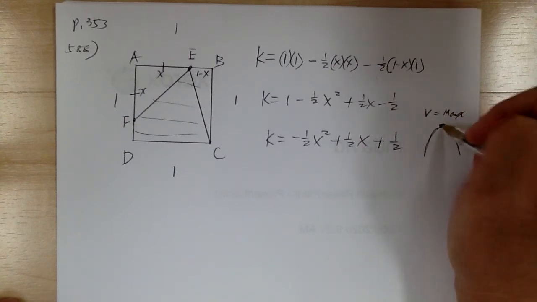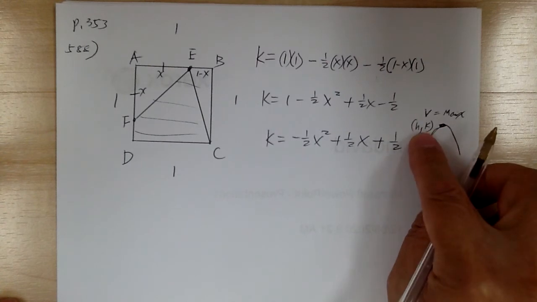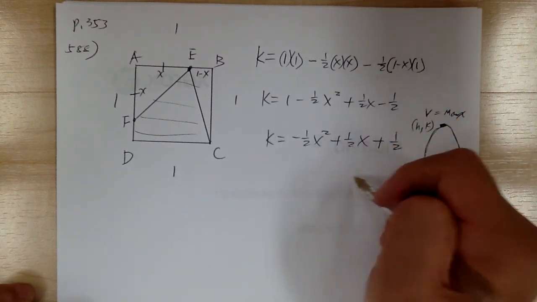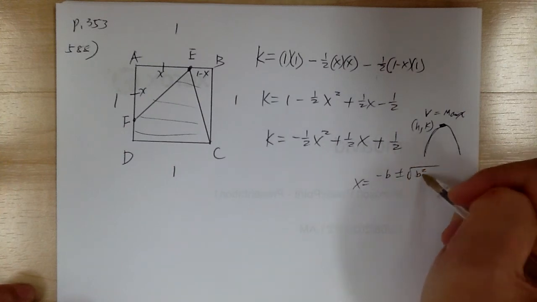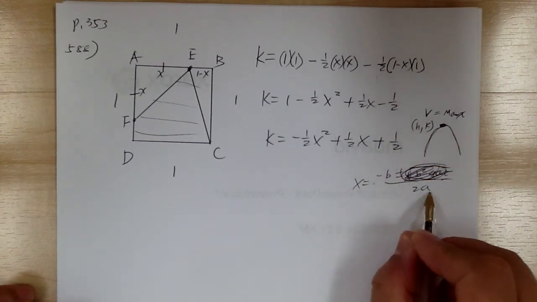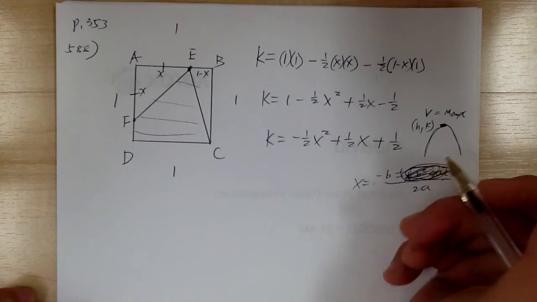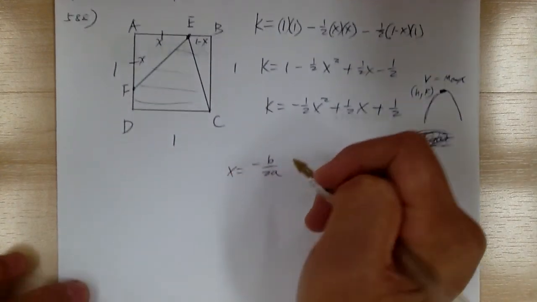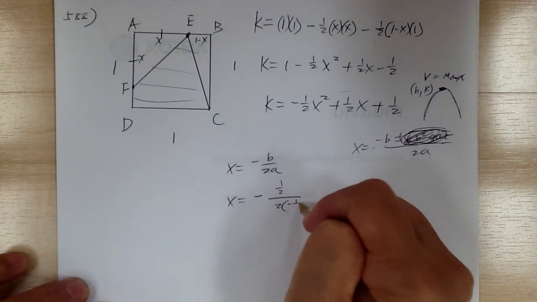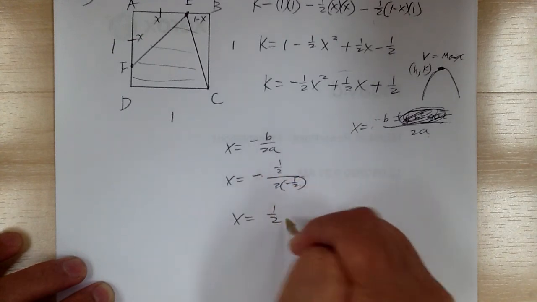And the coordinate of this vertex is (h, k). So this h will equal negative b over 2a. This is from your quadratic formula. Remember, when you complete the square, you get x equal to negative b plus or minus the square root of b squared minus 4ac, over 2a, right? And the maximum is when the square root part equals zero, you get negative b over 2a. So anyway, the maximum will give you negative b over 2a. So x equals negative b over 2a. So x equals negative 1/2 over 2a. The negatives cancel out, so it'll be just 1/2.